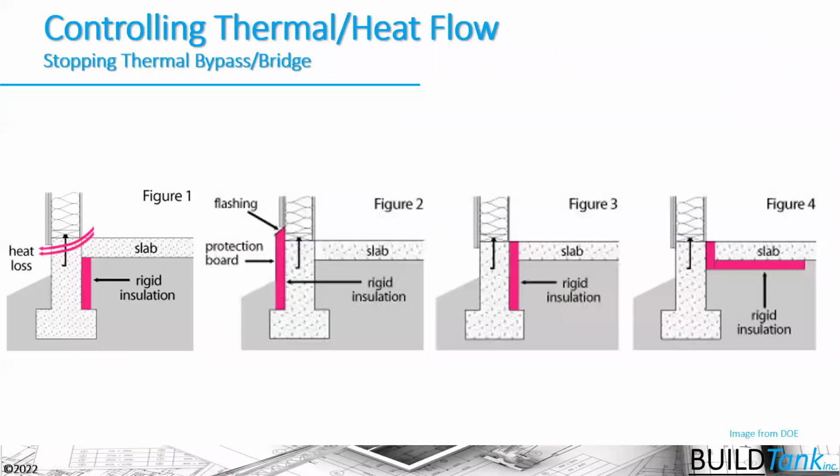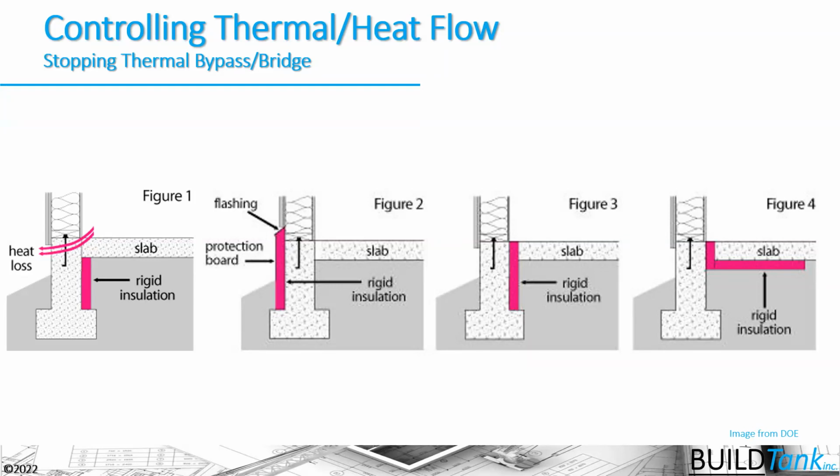Now the code requires that it be installed in a continuous way from, in essence, your sill plate down to your footing or 4 feet down there. This is what they're trying to avoid, this heat loss, this thermal bridge through the slab edge. And so that R value that's talked about in the R value table is really talking about the R value of the slab edge insulation.